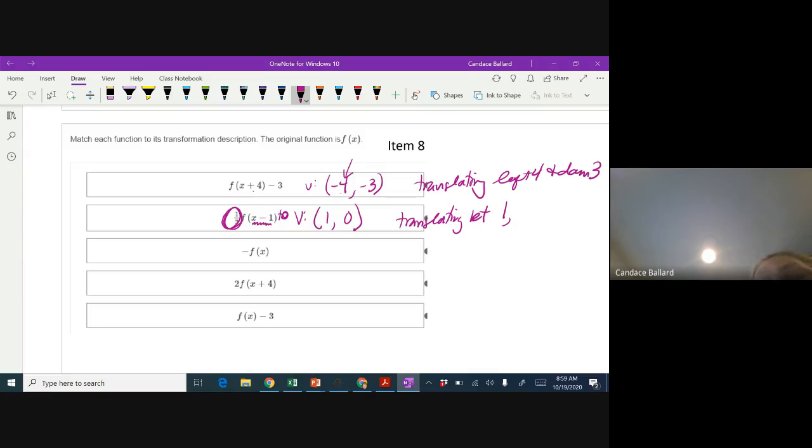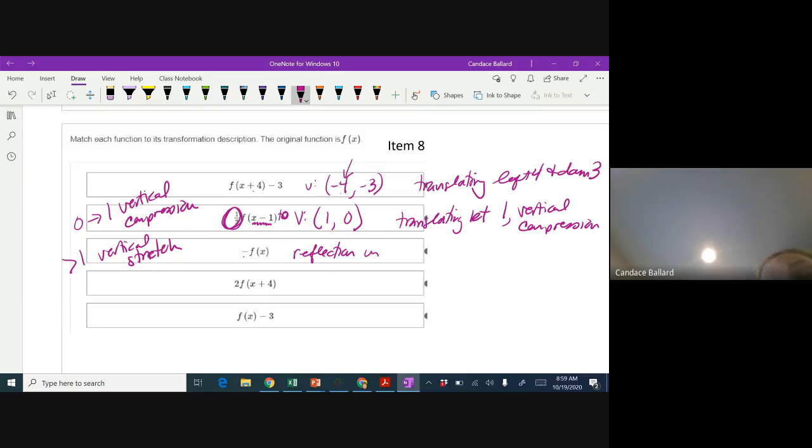So if it's between 0 and 1, that is a vertical compression. If it's bigger than 1, it's a vertical stretch. And we're not worried about negative because negative makes it go upside down, right? So this one would have been a vertical compression. It's going to squish it. When you're compressed, you squish something. All right, negative would be a reflection, and I'm only ever going to give you the x-axis, across the x-axis.